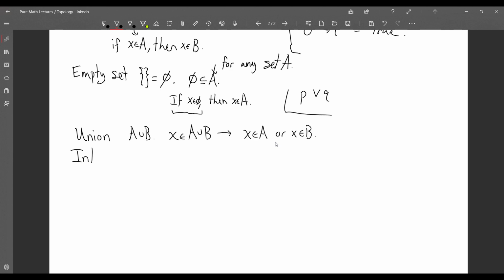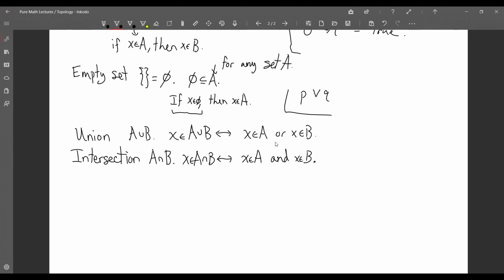The next thing would be the intersection. Right? And to be in the intersection means that you are in A and you are in B, right? So both of these statements must be true at the same time. And I guess I should write if and only if here. This is a double implication.